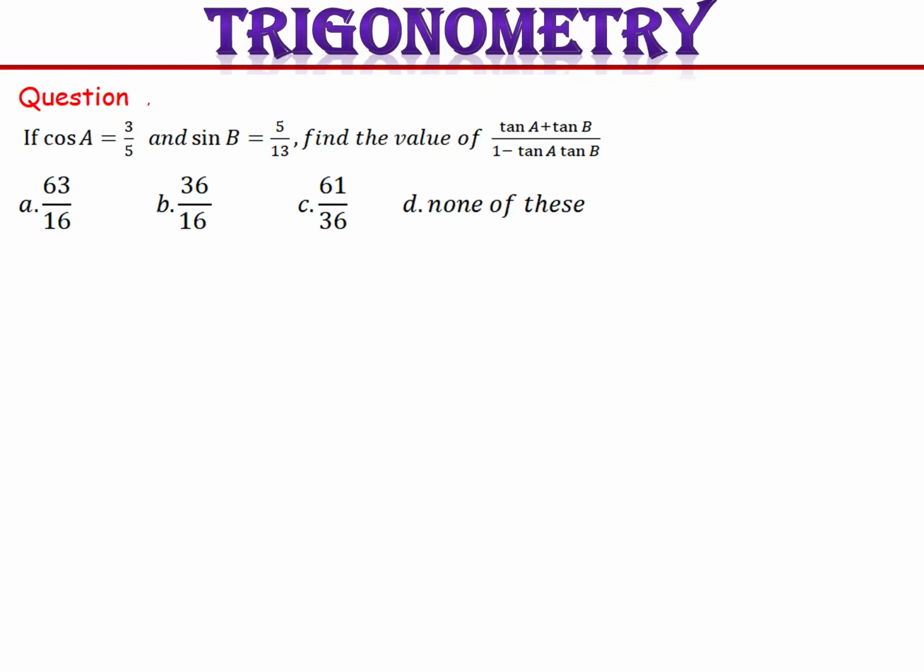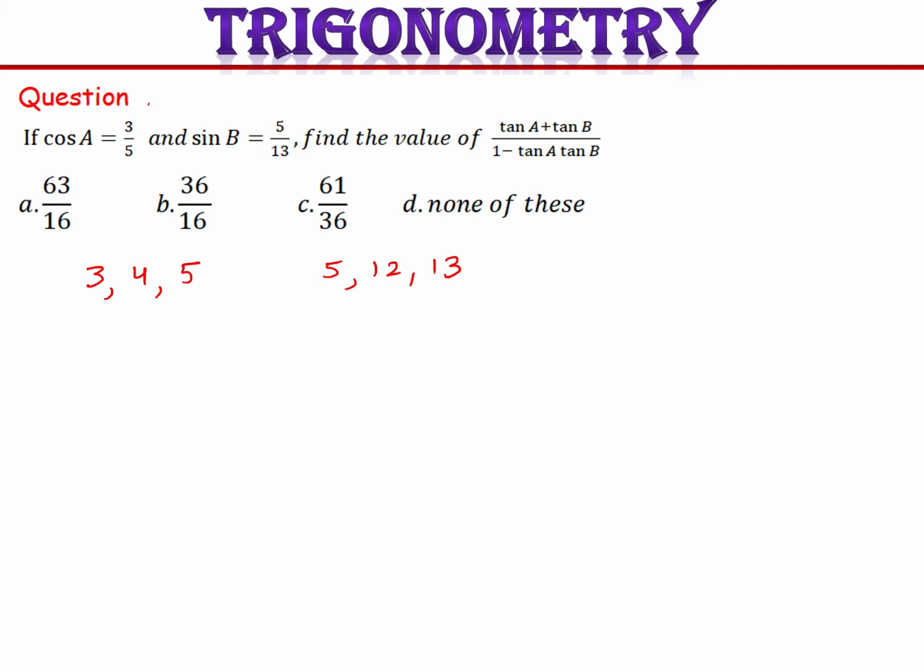The first question we are going to take is cos A is equal to 3 by 5, sin B is equal to 5 by 13. You have to tell the value of (tan A plus tan B) upon (1 minus tan A tan B). Now you have 3, 4 and 5. Remember, it's a Pythagoras triplet. Similarly, 5, 12 and 13 is also a Pythagoras triplet.